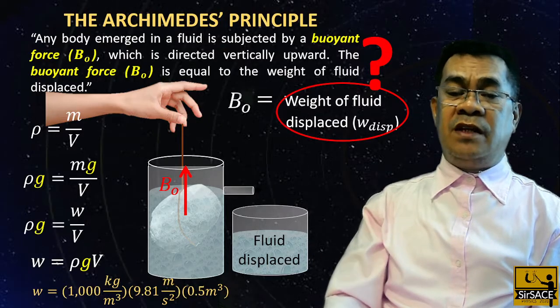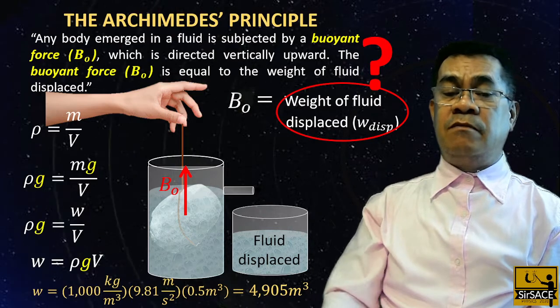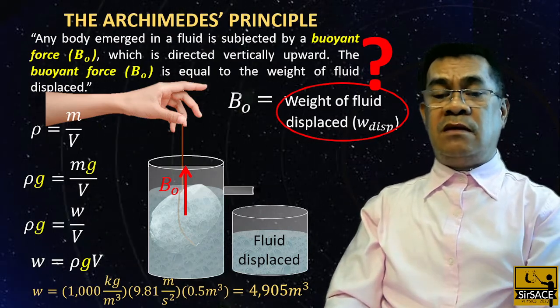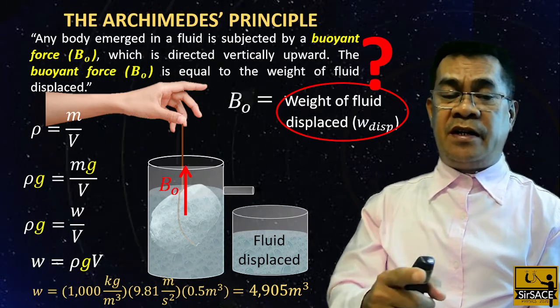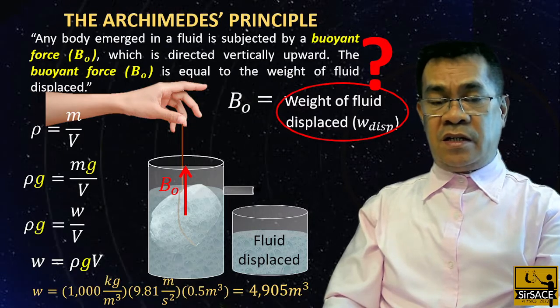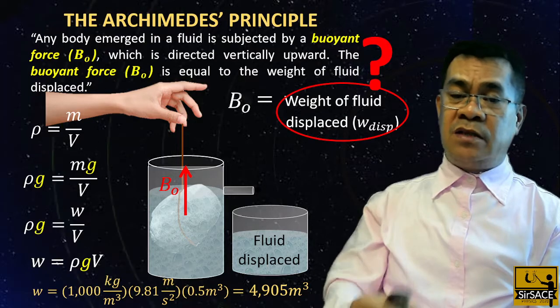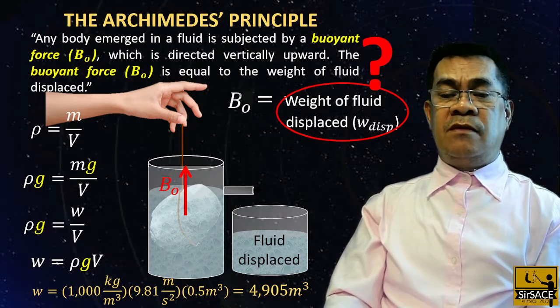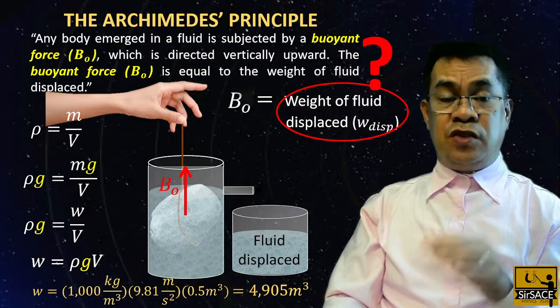So calculating the values, we get 4,905. That is the weight of the, no, that's Newton, sorry. It should be Newton, 4,905 Newton. Kindly remove the cubic meter, replace it with Newton. So that's the weight of the water, the 0.5 cubic meter is 4,905 newtons.